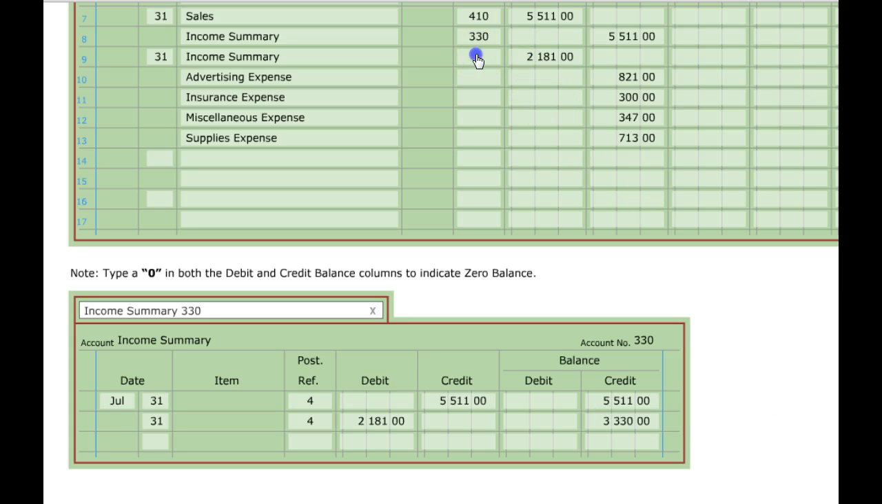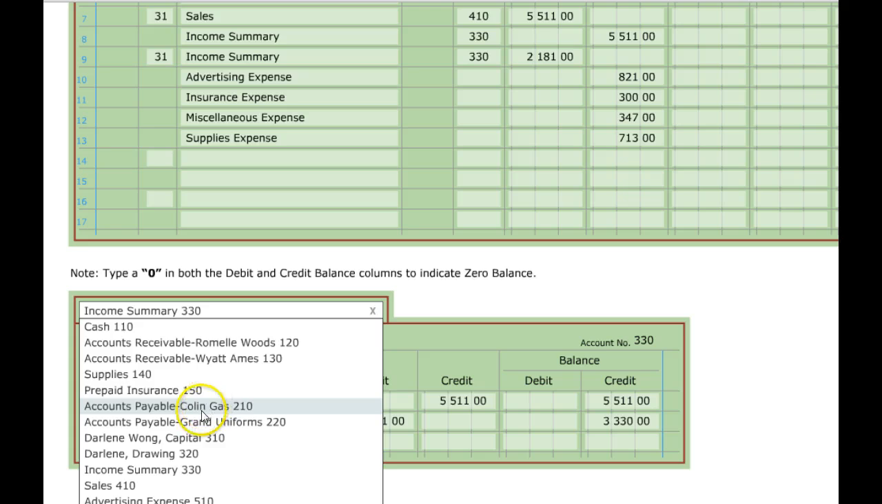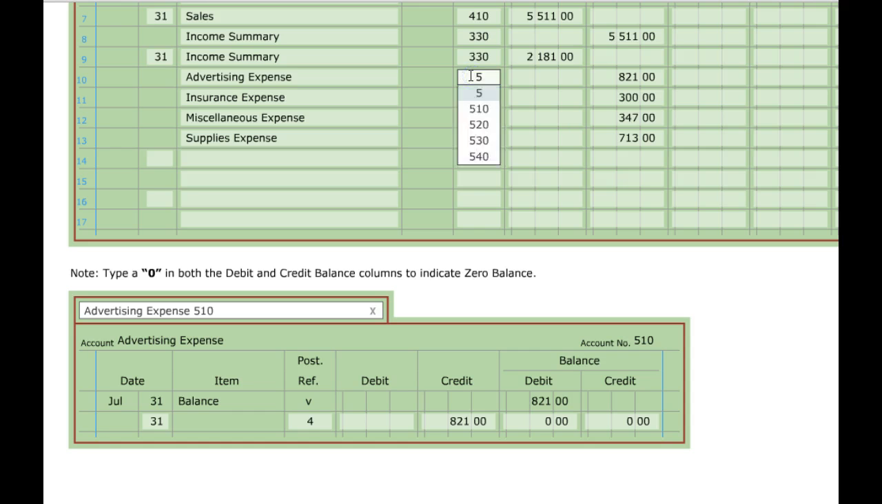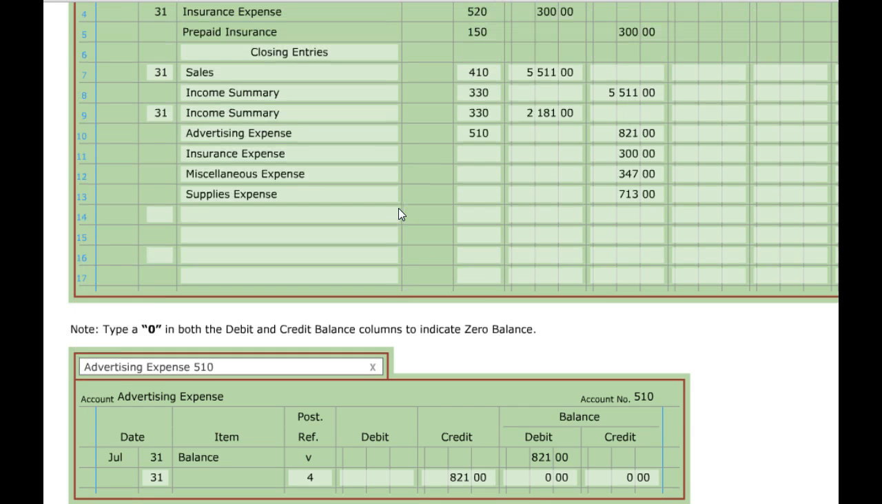Alright, so then I put down 330 here, and then I go through and I close all of my expenses. So I'd have to go to advertising expense. When I go to advertising expense, I'll put down the 31st, I'll put down page 4, I'll credit 821, and then obviously I'd put 0 and I'd put 0. Alright, so for you to go through and finish this, you'd obviously need to put 510. I'm not going to go through how to do insurance expense, miscellaneous expense, or supplies expense, but just realize that you would need to close these accounts.